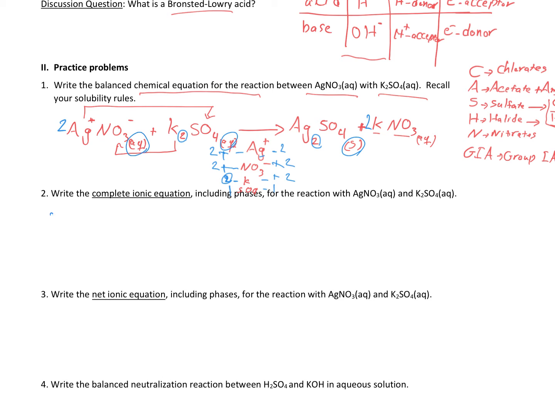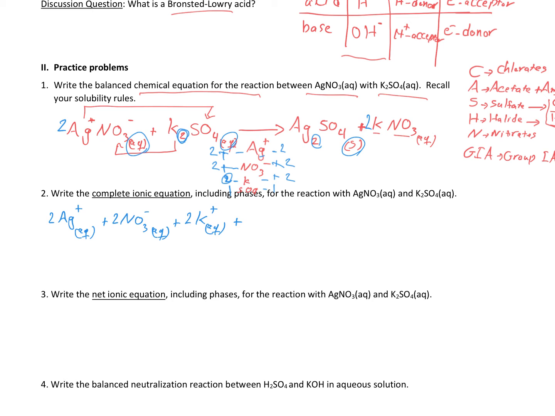Our first compound, we have 2Ag+ (aq). We have 2 nitrates, (aq). Potassium sulfate is aqueous, so we can write 2K+ (aq). And again, the subscript here shows that you have 2 potassium ions. When you're writing the ionic equation, you do not write 2 as a subscript. You put it as a coefficient to show that you have 2 potassium ions.